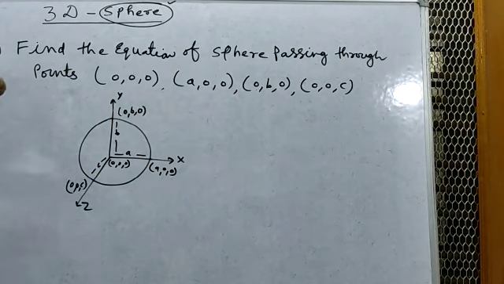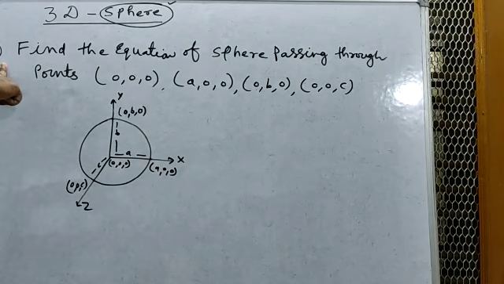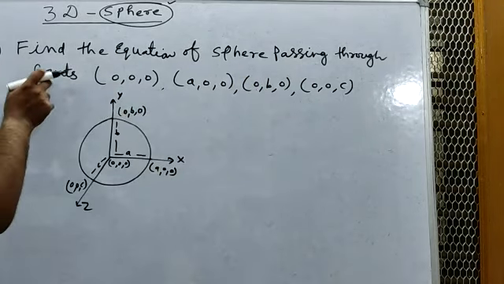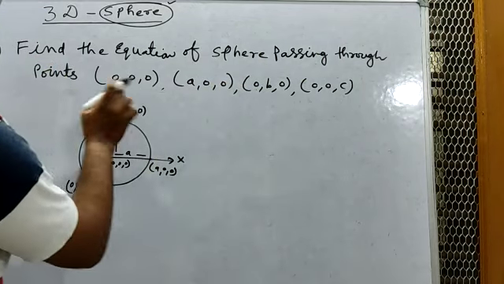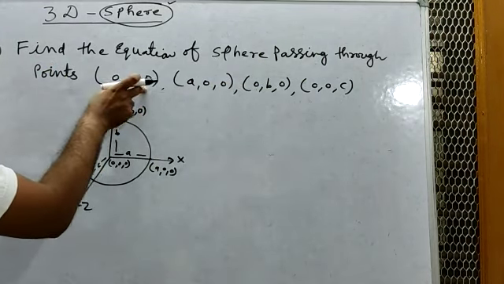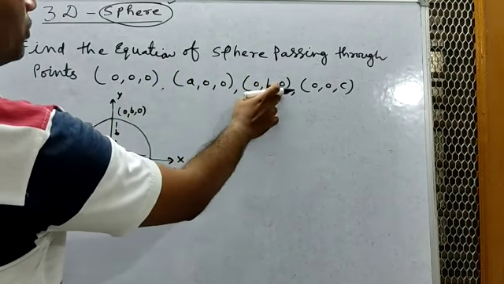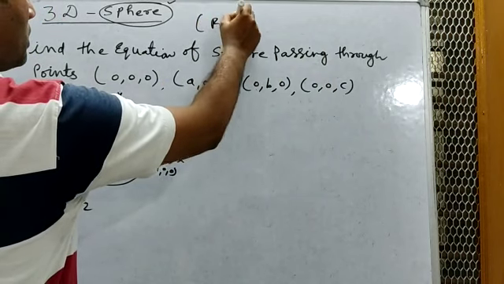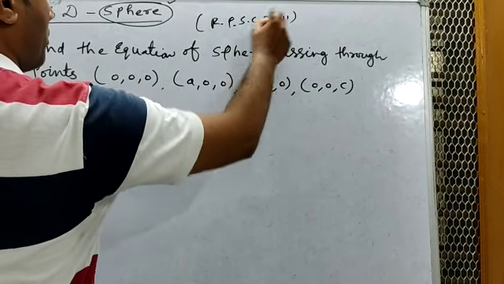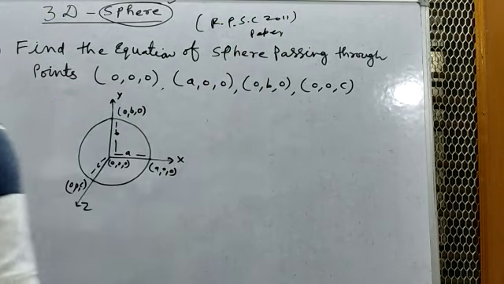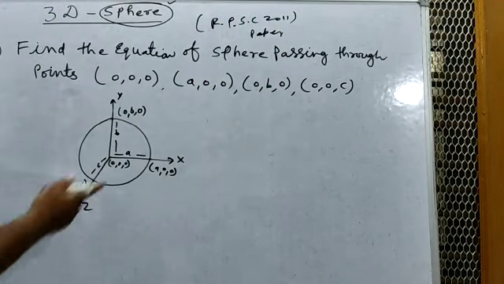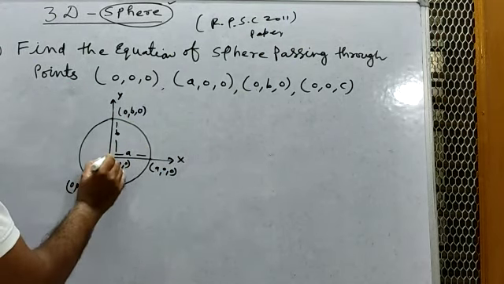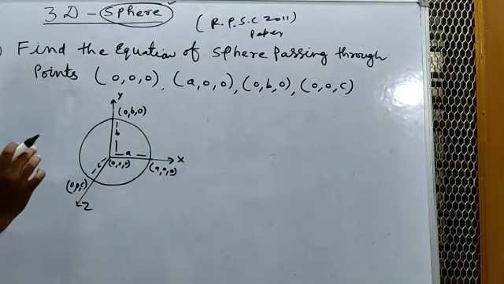Friends, the first question I have chosen is this: find the equation of a sphere passing through points. Here 4 points are given: 0, 0, 0, that is the origin, A, 0, 0, 0, B, 0 and 0, 0, C. This question has been asked in the RPSC 2011 paper. Now, I have drawn this figure. According to the question, this sphere passes through the given points.